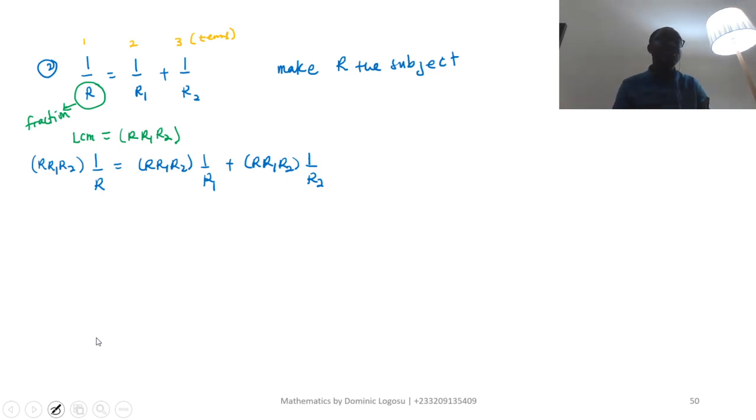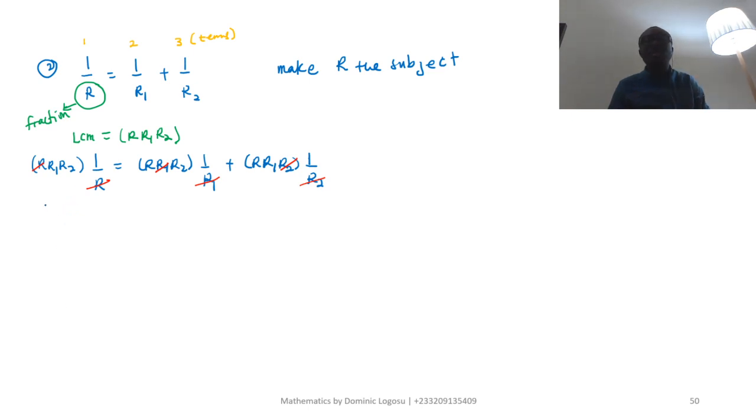I believe from the very first example we just finished, you can continue from here. But let's still do it for the benefit of those who are just joining us. In order to finish, we need to cancel out, because we want to get rid of the denominators. So R will cancel this R in the bracket, R1 will cancel this R1 in the bracket, R2 will cancel this R2 in the bracket. Are we okay?